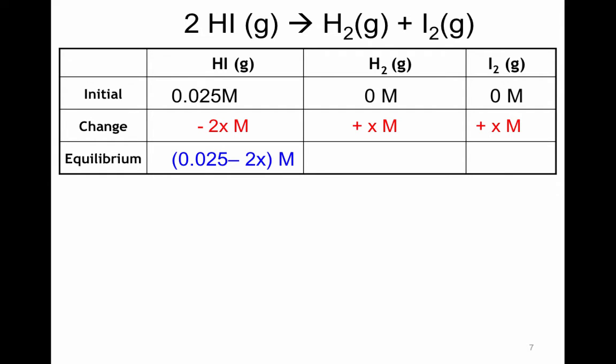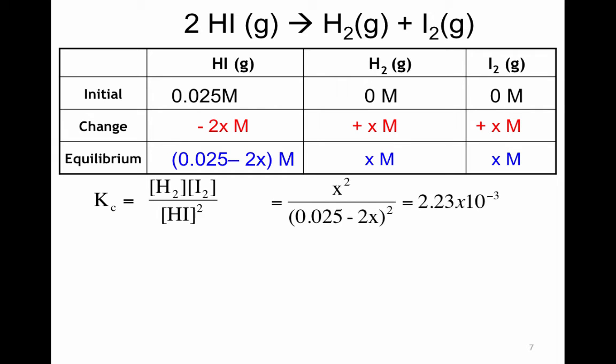So now my equilibrium concentration involves a little bit of a change. Hydrogen and iodine are both going to be equal to x. I can write down my equilibrium expression: the concentration of H2 times the concentration of I2 over the concentration of HI squared. I have equilibrium concentrations, they just have x's in them, so I can just substitute in what those are for right now because they equal the equilibrium constant, which was 2.23 times 10 to the negative 3.